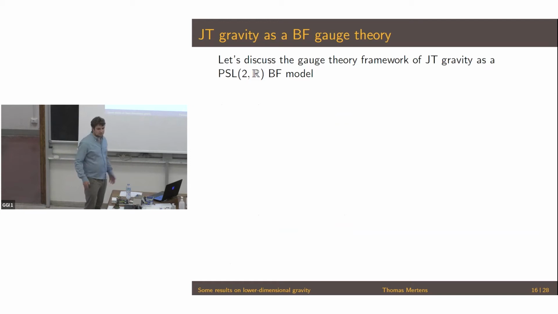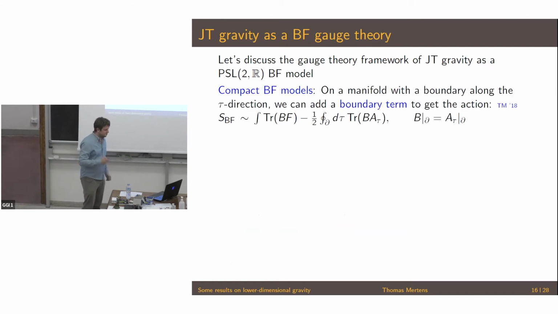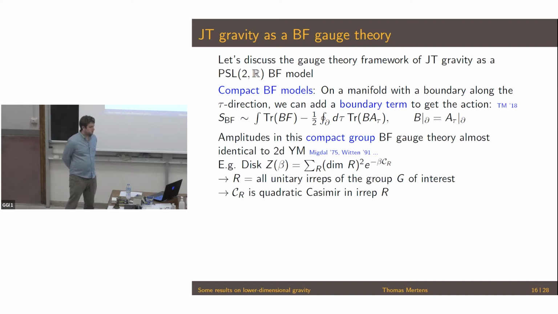Okay, so now let's try to discuss the gauge theory implementation of JT gravity as a PSL2R BF model, and let's see what's going on and whether we can make sense of it. So let's first think about compact BF models. If you study a BF model on a manifold with a boundary, and I will choose the boundary to be along the tau direction, the Euclidean time direction, you can add a boundary term to get the total action that looks like this. So this is the bulk BF model, this is a boundary term, and this is the boundary condition that I implement at the holographic boundary. Now, with these boundary conditions, amplitudes in this compact BF model are almost the same as those of 2D Yang-Mills theory, which have been determined in the past.